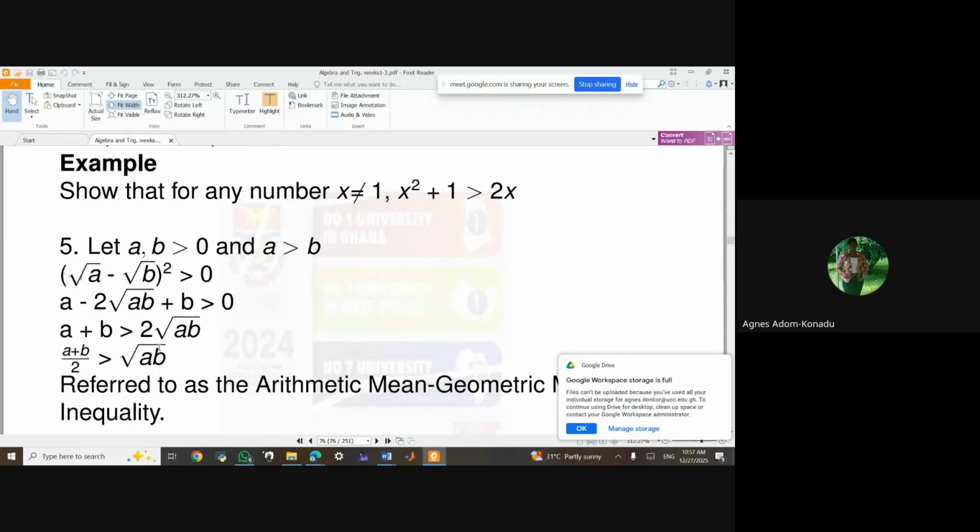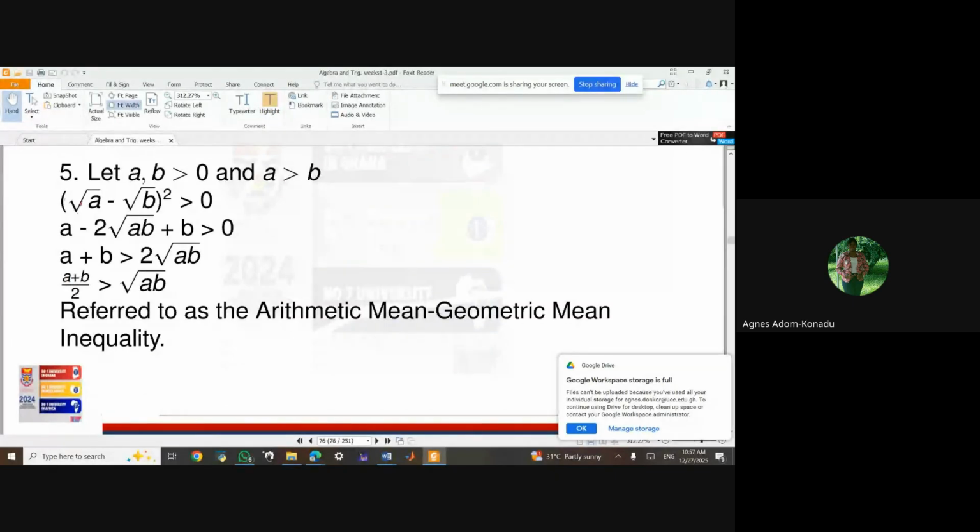Then I divide through by 2. I'm going to get A plus B over 2 greater than root AB. And we call A plus B over 2 the arithmetic mean, and we call root of AB the geometric mean. So what we have here, we call the arithmetic mean geometric mean inequality.